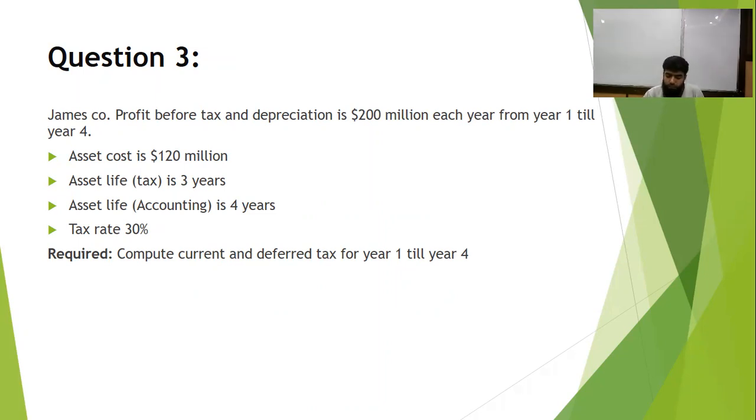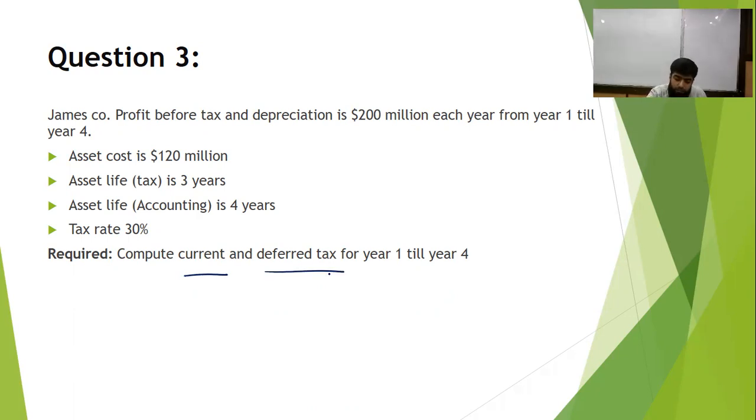Asset cost is $120 million at year 1, and asset life as per tax is 3 years. What does it mean? It means the tax department has recommended a life of 3 years. Asset life as per accounting record is 4 years, and the rate of tax is 30%. Compute the current and deferred tax.